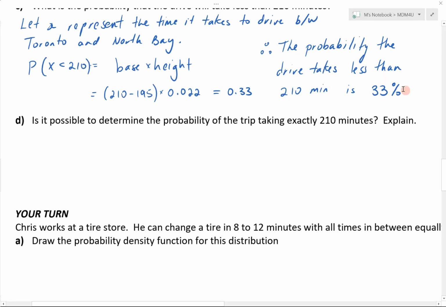So again, we're looking at the area under the curve. That's where we can get the probabilities. If I had asked, what's the probability that it would take exactly 210 minutes, I wouldn't be able to determine that using the graph. So it's not possible. Continuous probability only works on ranges.